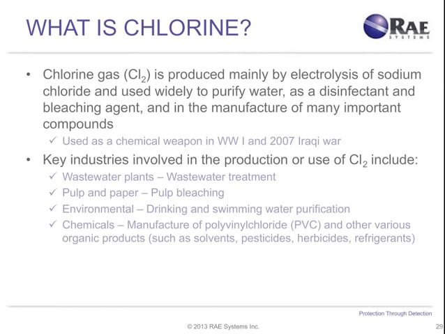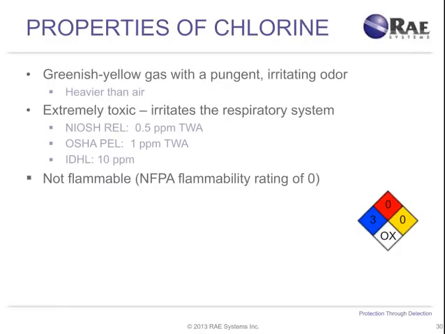There are a bunch of industries involved in the production and use of chlorine: consumer goods manufacturers that produce household cleaners, wastewater plants that use it to treat sewage water, bleaching in pulp and paper facilities, water purification broadly, like swimming pools, for example, and the chemical industry. Chlorine is a greenish to yellow gas with a very strong odor. If you're in a swimming pool, you can smell chlorine. This is how it smells.